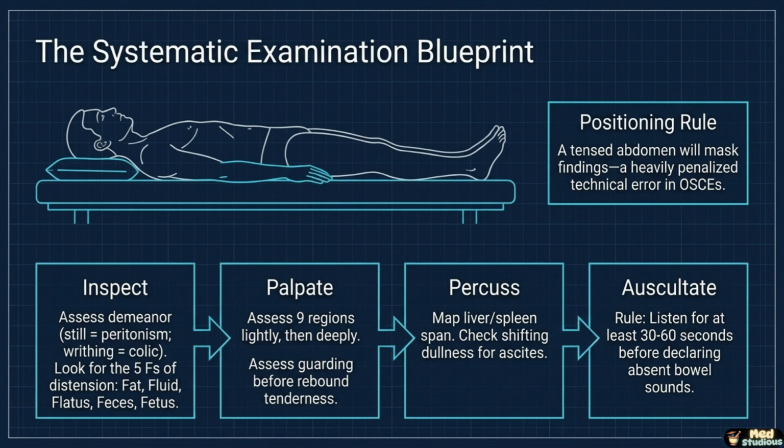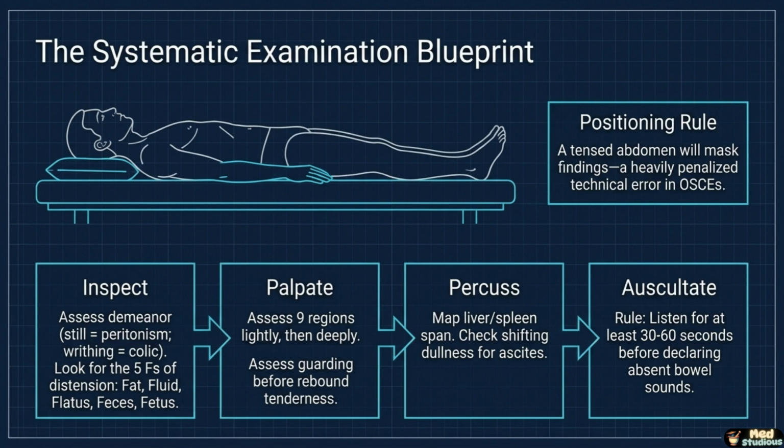stations. On inspection, watch the patient's demeanor before you even touch them. Someone lying perfectly still is protecting an inflamed peritoneum, while a patient writhing and unable to settle is far more consistent with colic. Look specifically for the 5 F's of abdominal distension: fat, fluid, flatus, feces, and fetus.